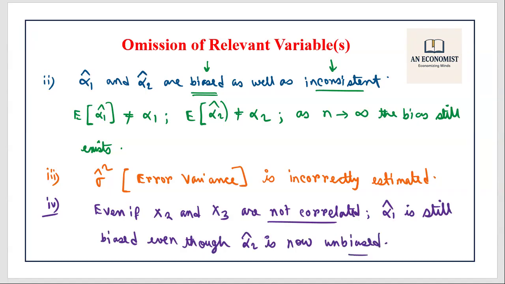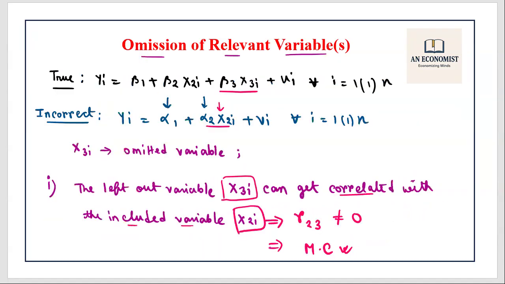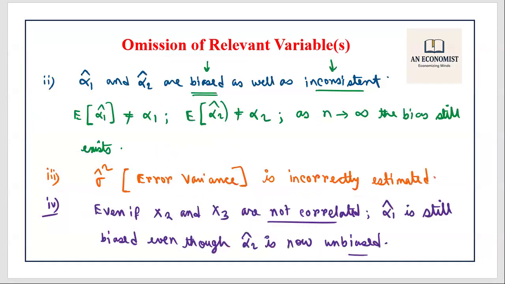So what this basically means is that we have already taken a look at the scenario when x2i and x3i are correlated with each other. If they are correlated, then the possibility of multicollinearity will arise. This is the first consequence we have discussed. But what will happen if they are not correlated?